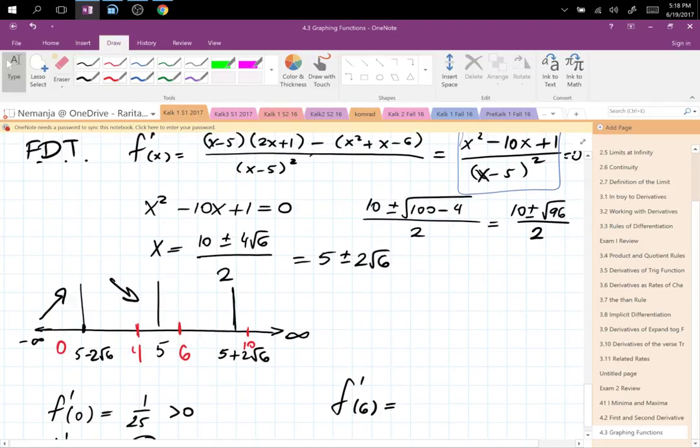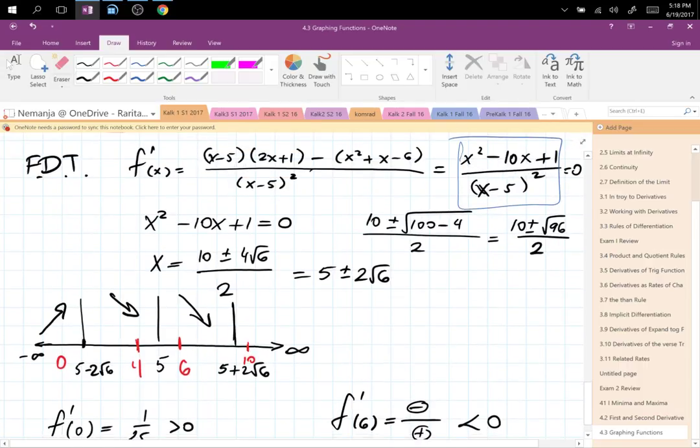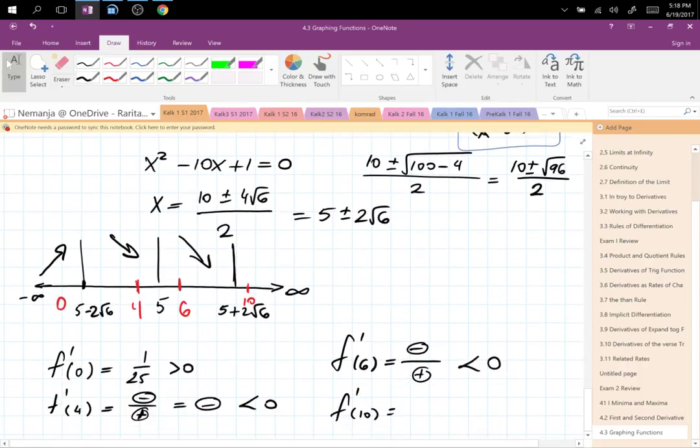We have 6 squared, that's 36, minus 60. Again, we have the same situation, so negative divided by a positive, which is less than 0. And we are left with f prime of 10. So that's going to be a positive value, because you get positive divided by positive.